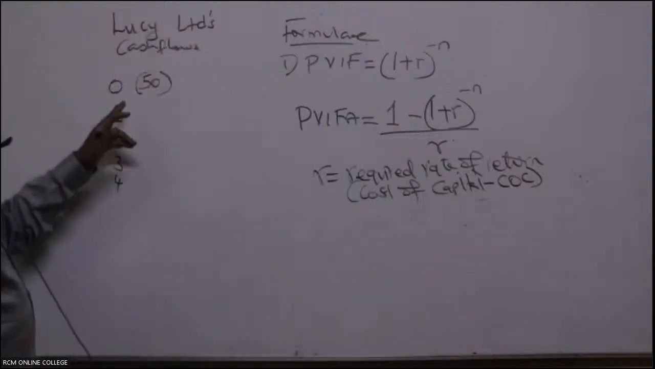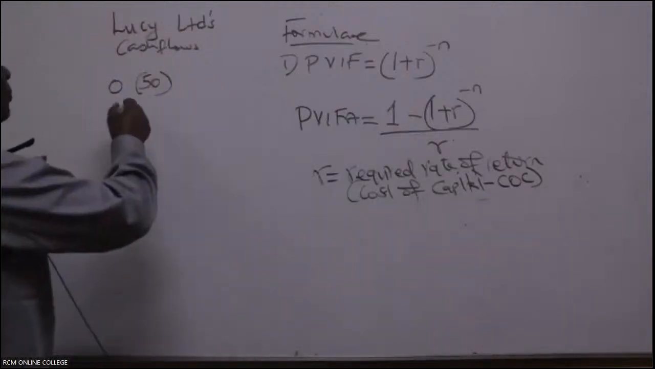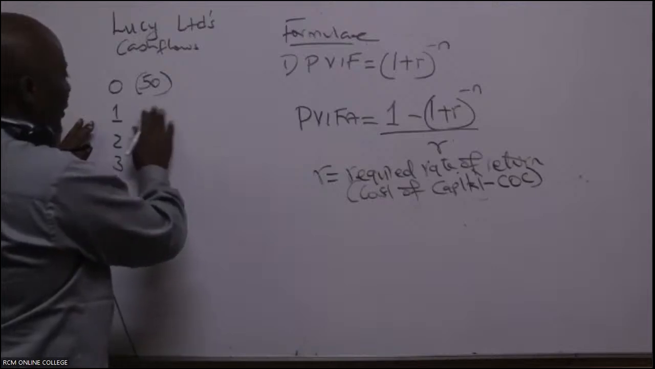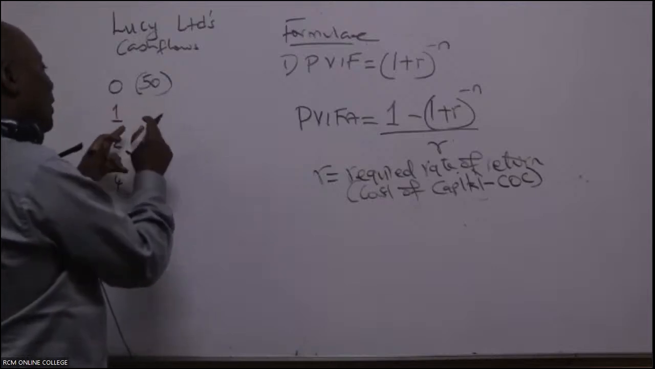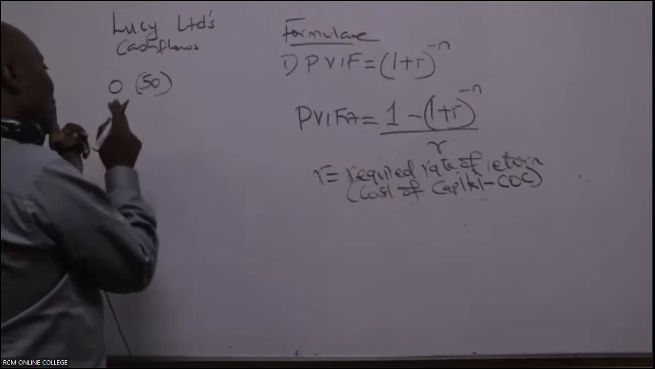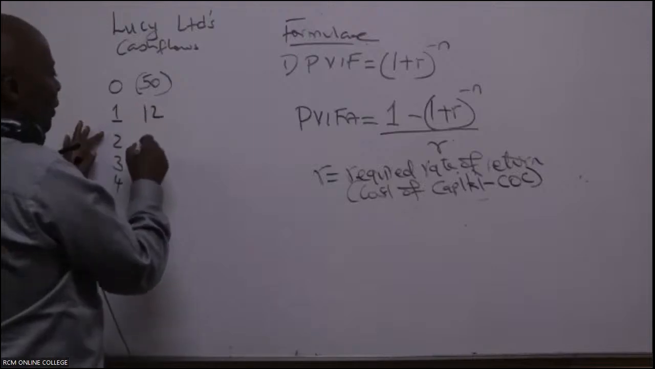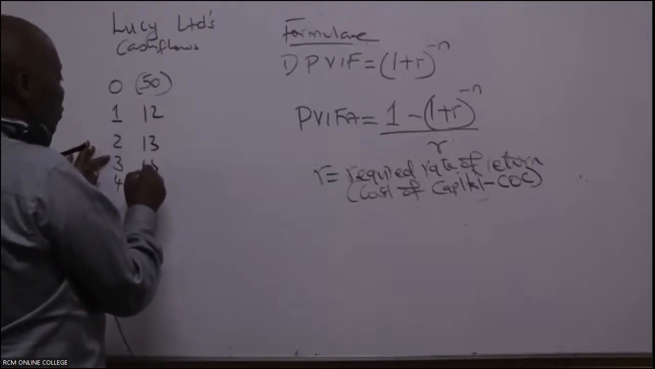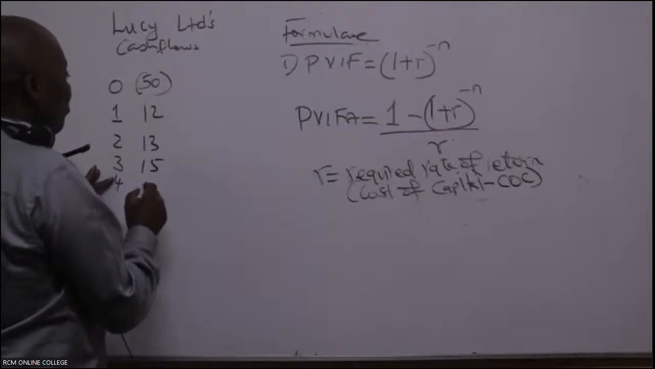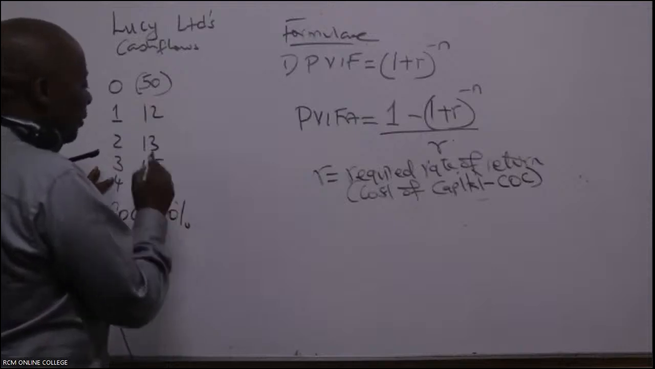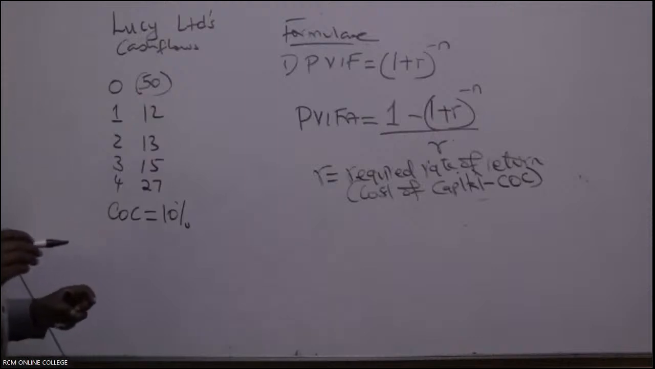So this 50 is a cash outflow. And then in year 1, we have 40. Perhaps if you invest 50 and you're getting 40 immediately, that means you're selling haram products like bank. So here she gets 12, here she gets 13, here she gets 15, and here she gets 27. And then we are given what we call COC, which is cost of capital, that is 10%.